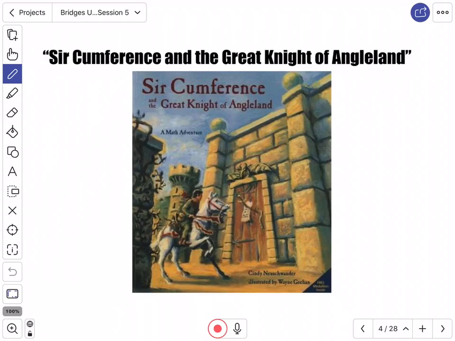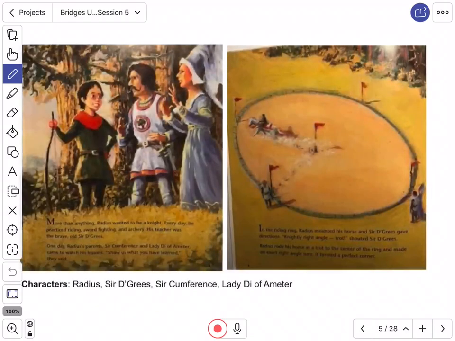Okay, so this story is called Circumference and the Great Knight of Angleland. And I apologize, the story is in my classroom, so I don't have it with me. So I'm going to have to do it this way. All right, so bear with me. Circumference and the Great Knight of Angleland.